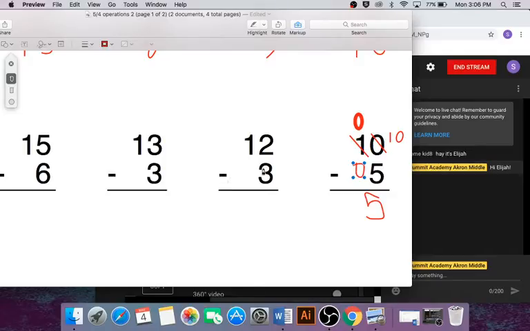Next we have 12 minus 3. We can't subtract 3 from 2, so we need to move over and borrow from our 1. Our 1 becomes a 0, and our 2 will become a 12. Now we have 12 minus 3, and 12 minus 3 is 9. So our answer is 9.